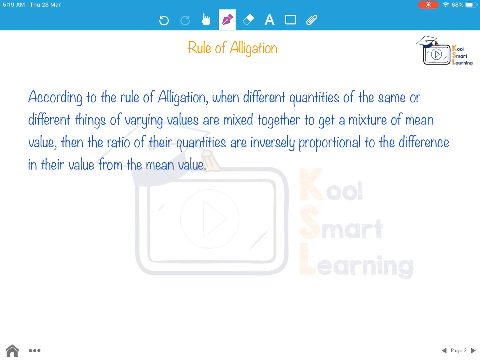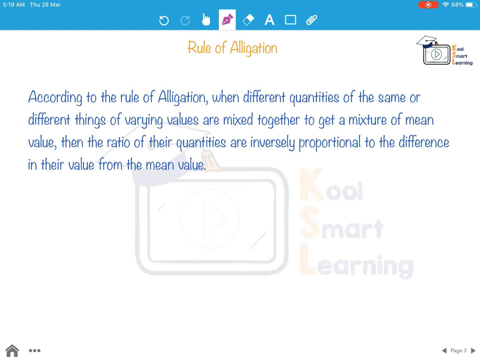Now the rule of alligation says that when different quantities of the same or different things of varying values are mixed together to get a mixture of mean value, then the ratio of their quantities is inversely proportional to the difference in their value from the mean value. First of all, we'll understand what each and every word in this sentence says.